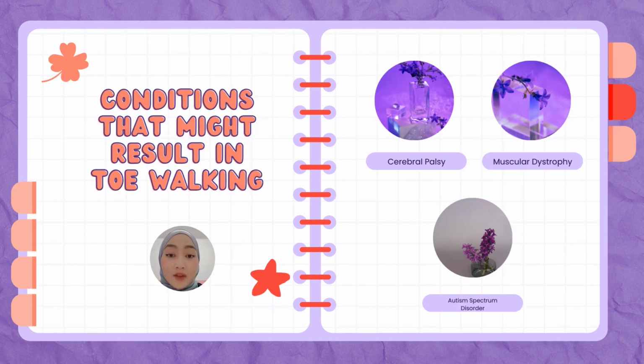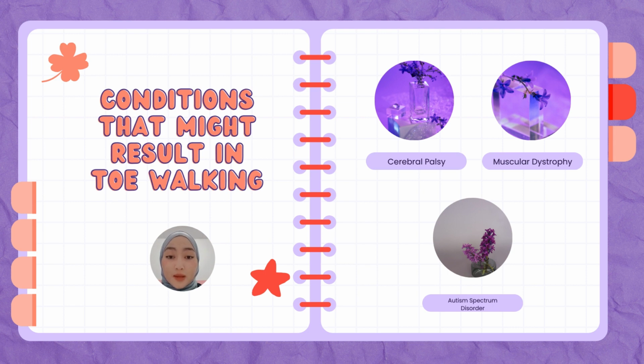So basically, there have been many studies to find the exact causes of toe walking. However, to this day, researchers and medical professionals have not been able to identify the exact causes of toe walking. However, they have been able to identify a few conditions that might result in toe walking. The first one is cerebral palsy.